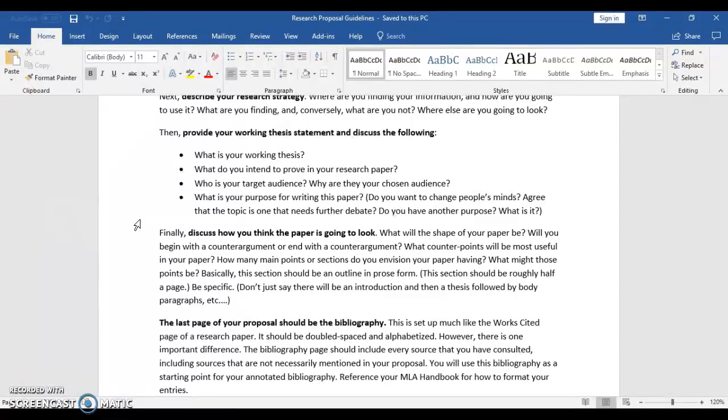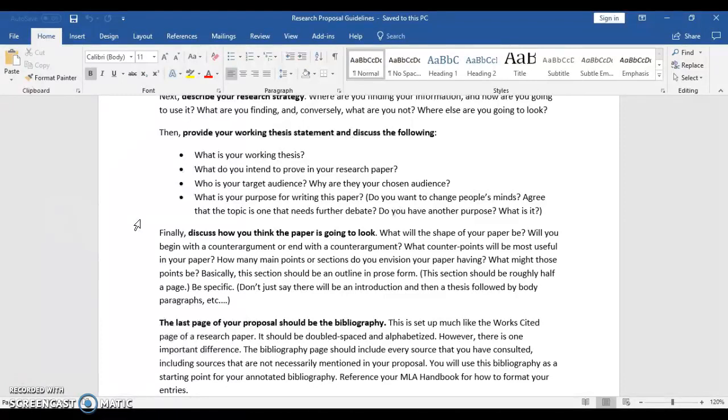So you have to make sure that your target audience is clear and you keep them in mind at all times. And then, what is your purpose for writing the paper? Do you just want to broach the topic and say, here is a possibility? Do you actually want to change people's minds? Do you want to call people to action? Do you want to actually get them to act? Think about that, because that will also shape your paper.